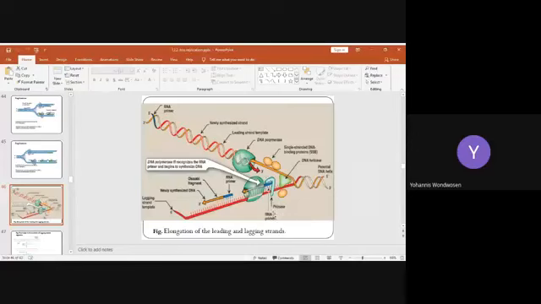RNA primer is there. DNA polymerase 3 is there. It is a major polymerizing enzyme or synthesizing enzyme.